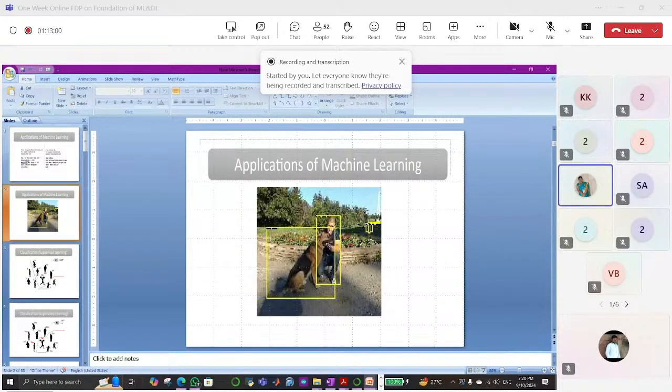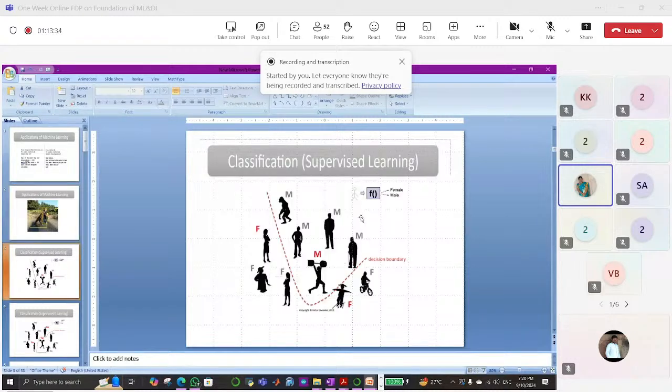And the next application of machine learning: this figure shows that we want object detection to detect the dog and that person. Based on some suitable algorithms, we can find the object detection also. So carefully observe the figure. The person picture and the dog picture, two are there. So we can identify the objects using some suitable algorithms. So this is nothing but the applications of machine learning. And next, we are moving into the next application.